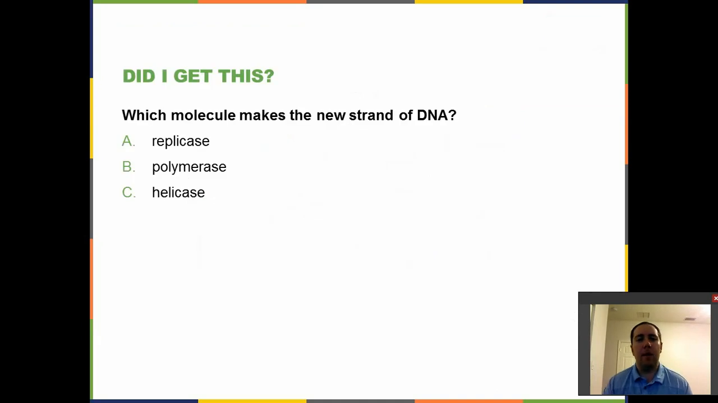So what molecule makes a strand of DNA? A replicase, a polymerase, or a helicase? Yeah, so it's polymerase. We just talked about it, and we didn't talk about replicases or helicases. So that is the end of our cell lecture.